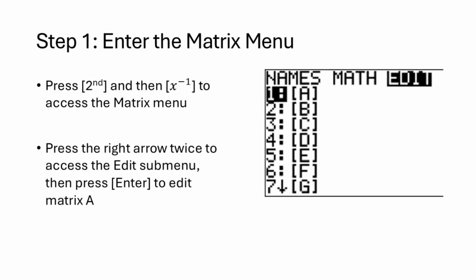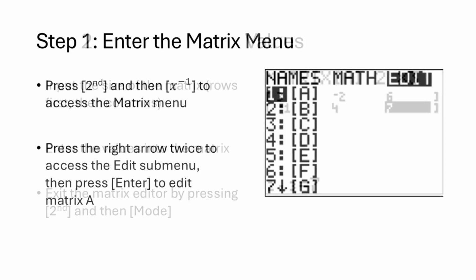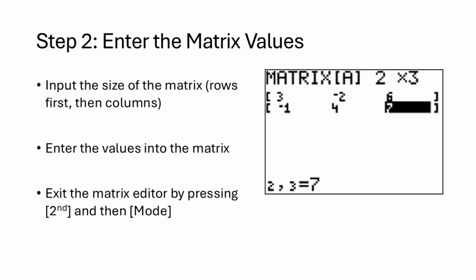So on the TI-83 or TI-84, you press second and then the X inverse button to access the matrix menu. Then you press the right arrow twice to access the edit submenu. And then if you want to edit matrix A, you just press enter. If you want to edit a different matrix, you use the arrow keys to choose whichever matrix you want to work on. Then you enter the matrix values, typing the size of the matrix at the top. You always put rows first and columns second. So in this case, I'm entering a 2 by 3 matrix, which means 2 rows and 3 columns. And then you enter the values into the matrix, pressing enter every time.